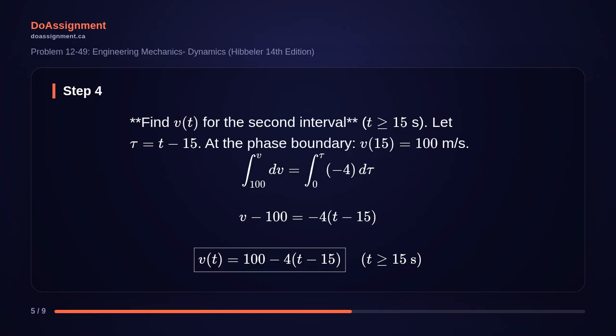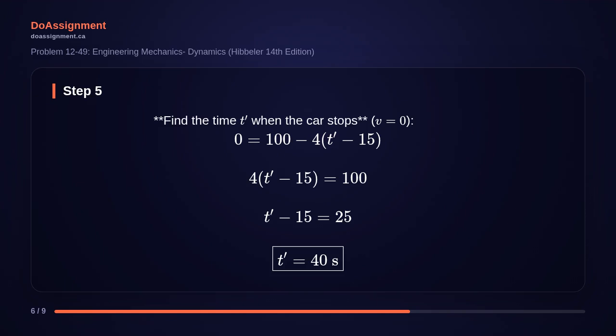For the second phase, the acceleration is negative 4. The car enters this phase at 100 meters per second. Integrating gives v equals 100 minus 4 times the quantity t minus 15. Setting the velocity equal to 0 and solving, 4 times the quantity t prime minus 15 equals 100, so t prime minus 15 equals 25, giving t prime equals 40 seconds.